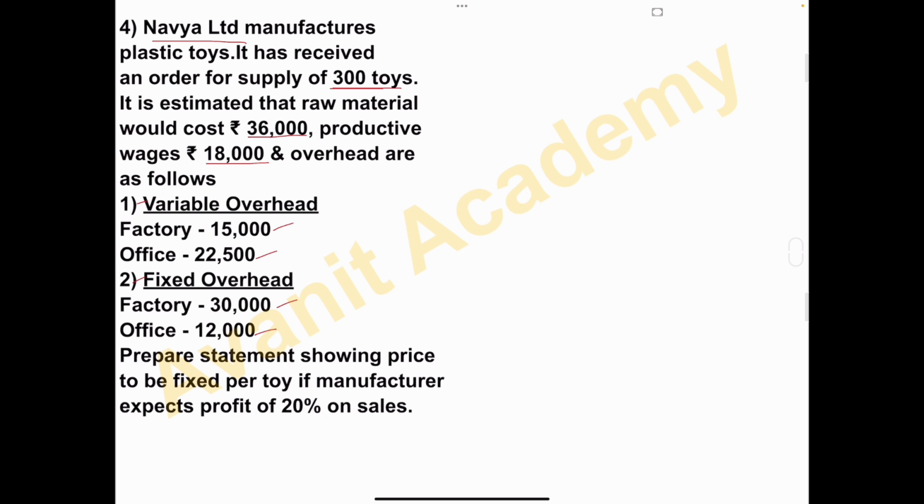In this problem, we have to calculate total cost and cost per unit, because here they have clearly mentioned: prepare a statement showing price to be fixed per toy. So we have to calculate the total price, plus the price per toy, per unit. And the manufacturer expects 20% profit on sales. The profit percentage is 20% on sales. Let's prepare the statement of cost and profit.